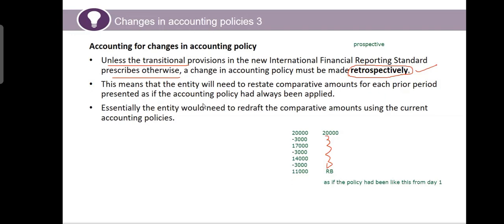Okay. So this means that the entity will need to restate comparative amounts for each prior period presented as if the accounting policy had always been applied. So the previous years, year 1, year 2, you need to restate their profits. That if I had adopted this policy from year 1 onward, year 1 profit would have been like this, and year 2 profit would have looked like this. So you restate it. Essentially, the entity would need to redraft the comparative amounts using the current accounting policy. So whichever you have current, you take this new accounting policy and then go back and start making retrospective application and finding out what the depreciation would have been if the policy had been there from day 1.